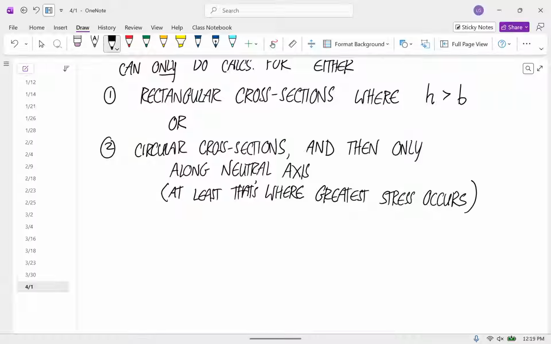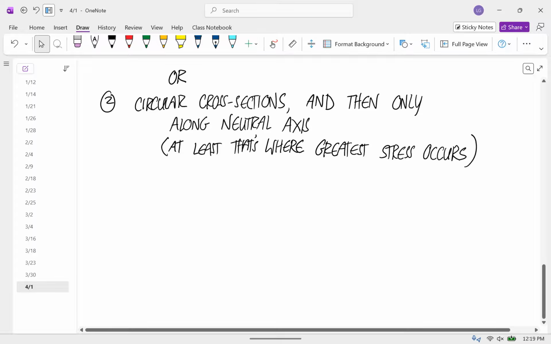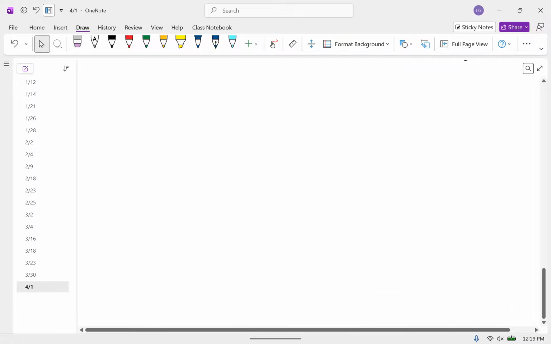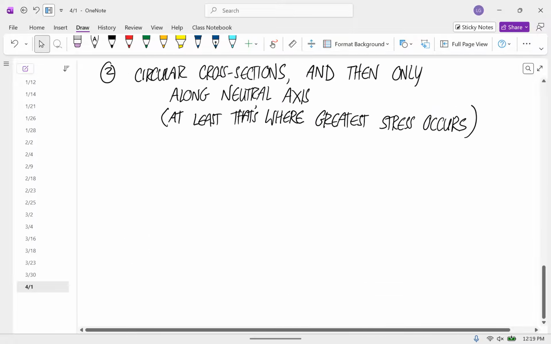Okay. So if we want to do calculations for everywhere along the cross section now, throwing in tension compression, throwing in bending moment, and throwing in shear force, the only option we have that can deal with all of those is a rectangular cross section that's a tall rectangular cross section. Okay, and now let me graph out, before I give you the formula, the stress due to shear force.